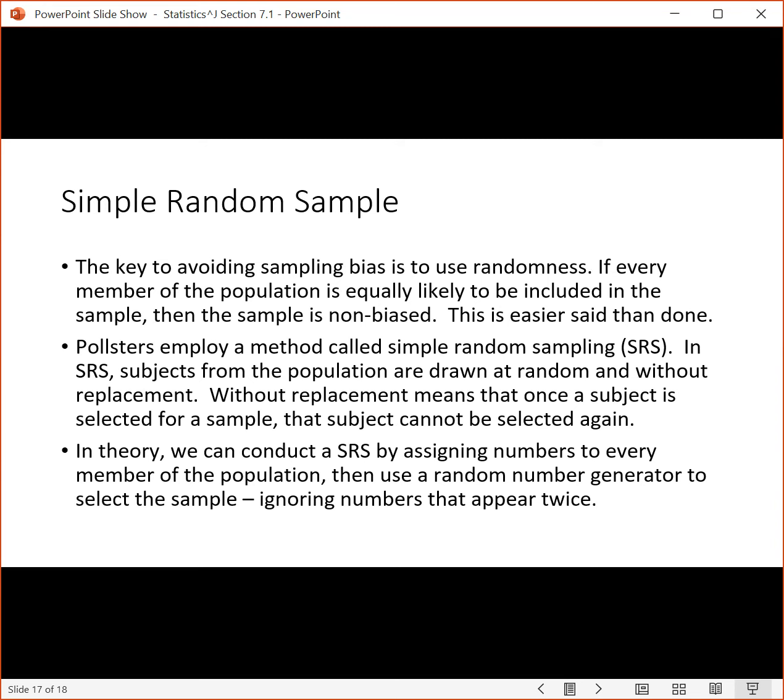All right. How can we do a simple random sample? The way in which we conduct a simple random sample is by assigning numbers to every member of the population, and then we use a random number generator to create the sample. So let's say we've got a population of all these people, and we want to do a sample of 1,000 of them. We assign a number to every person in the population, and we generate 1,000 numbers randomly, and those are the people that are in our survey.